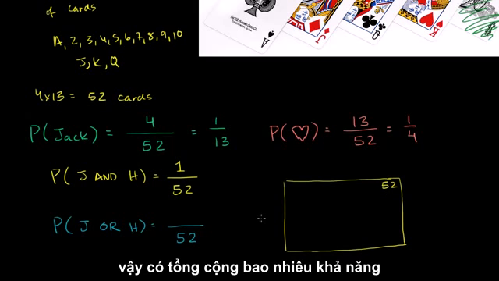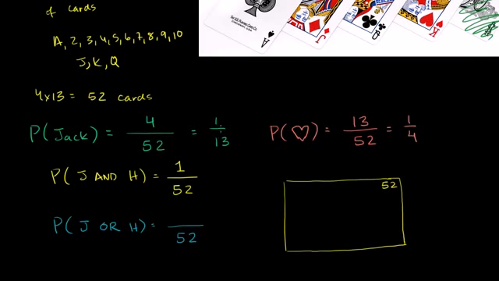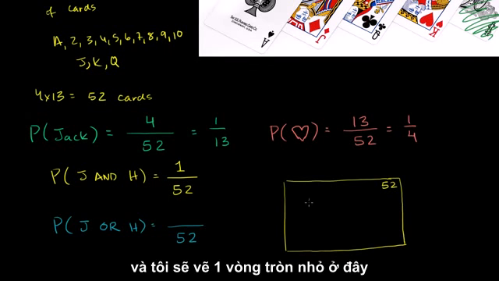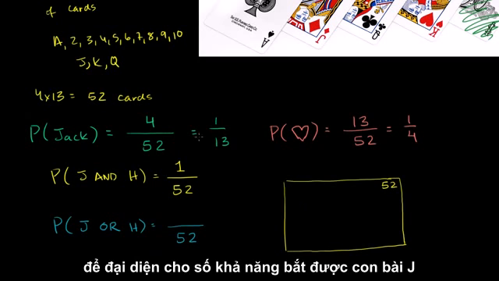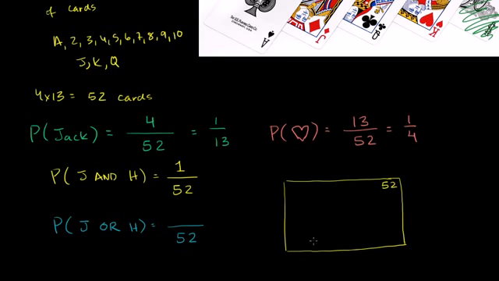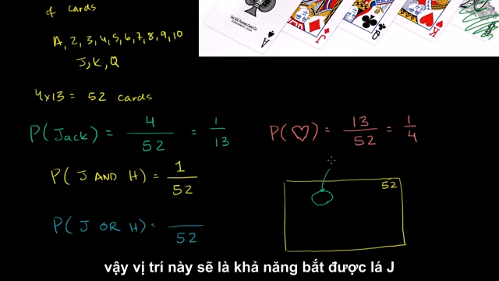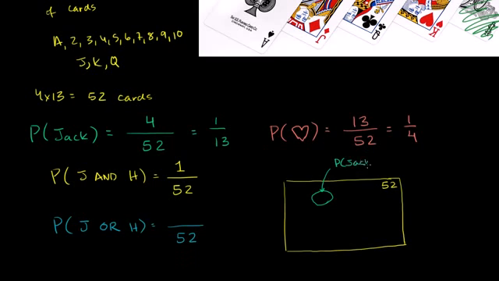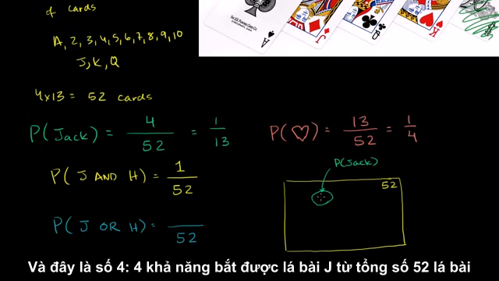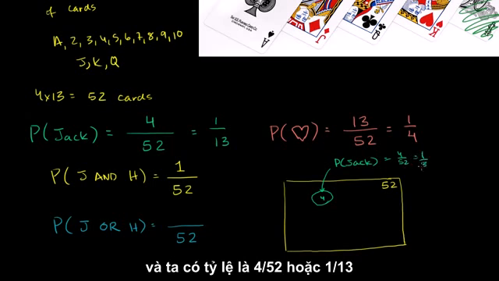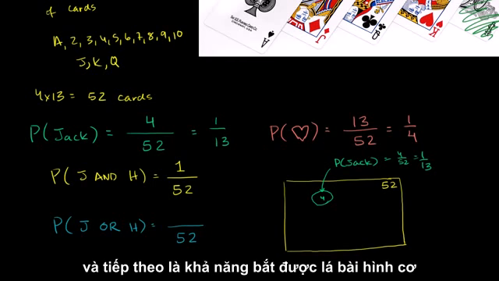Now, how many of those outcomes result in a jack? So we already learned this. 1 out of 13 of those outcomes result in a jack. So I could draw a little circle here where that area, and I'm approximating, represents the probability of a jack. So it should be roughly 1/13 or 4/52 of this area right over here. So I'll just draw it like this. So this right over here is the probability of a jack. The probability of the jack. There's 4 possible cards out of the 52. So that is 4/52 or 1 out of 13. 1/13.